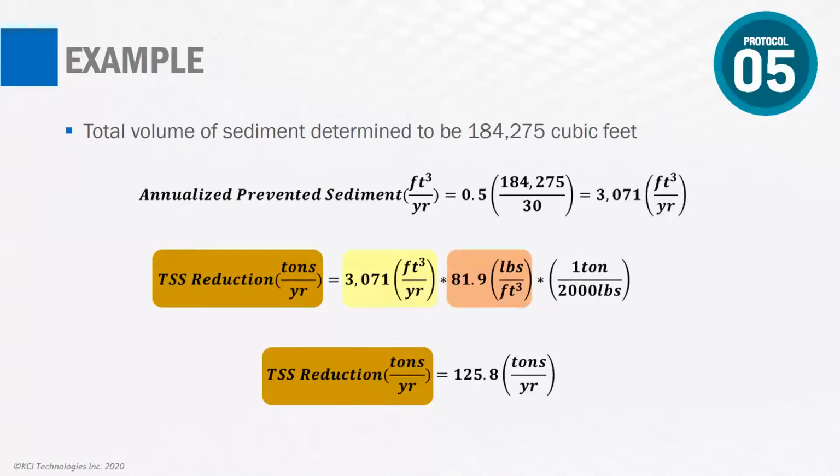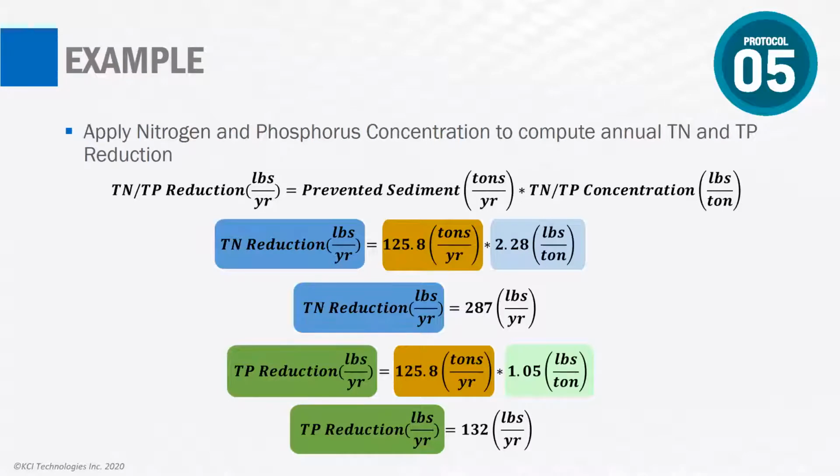So the total volume was determined, and then it was annualized by dividing by 30, and the 50% efficiency was applied. That was then multiplied by the site-specific bulk density to result in a total suspended sediment reduction, and that was 125.8 tons per year. Then you would determine your total nitrogen and total phosphorus reductions by multiplying by site-specific nitrogen and phosphorus concentrations.